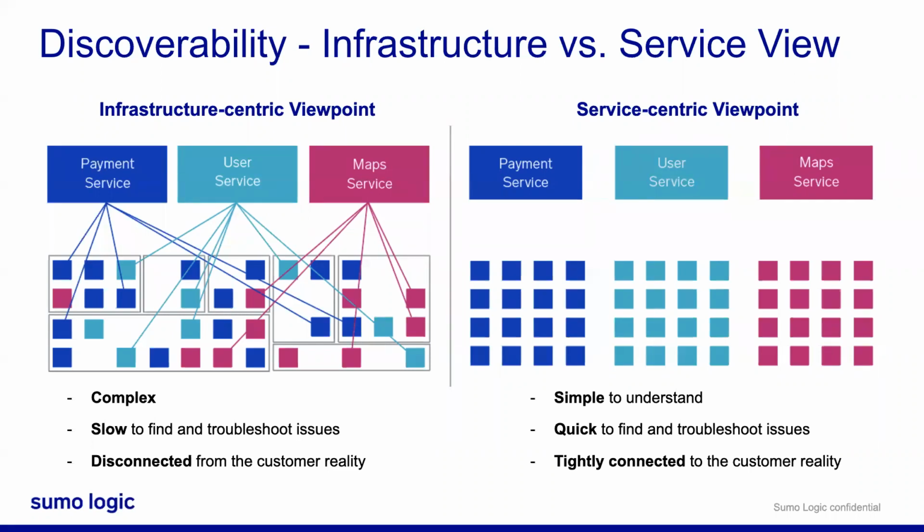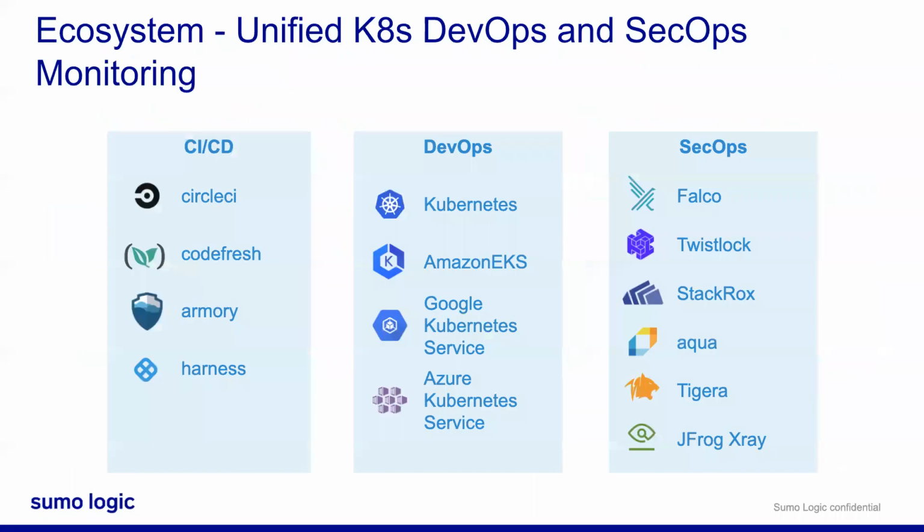And even some of your developers may not care that you're using Kubernetes. They care that their service is functional, and that's what they're exposing to the world. So being able to have someone come to you and say, I've got a problem with the payment service, or I've got a problem with the map service, and you can pivot to your service view and see that directly, is hugely powerful. It's simple to understand, it's quick to find the issues, and it is tightly connected to the customer reality.